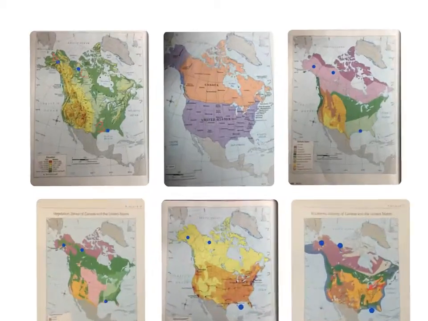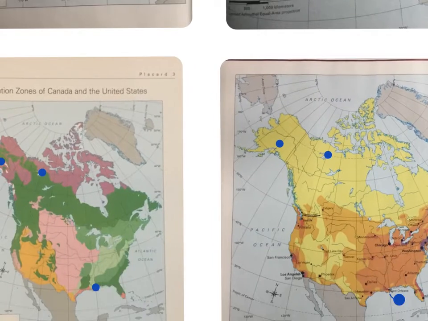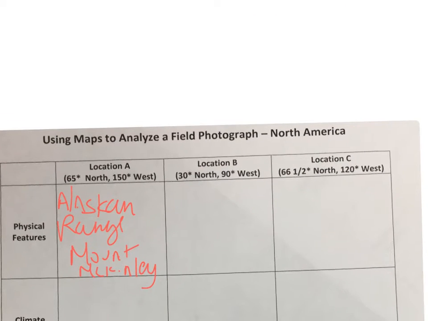As I look at location B and I zoom in, I see that location B is on the Gulf of Mexico and the Mississippi River in low land. And I can tell that by that dark green. I see that it says the Gulf of Mexico here, and here is my Mississippi River coming down. So that's the information I'm going to want to note there. Gulf of Mexico. Mississippi River.